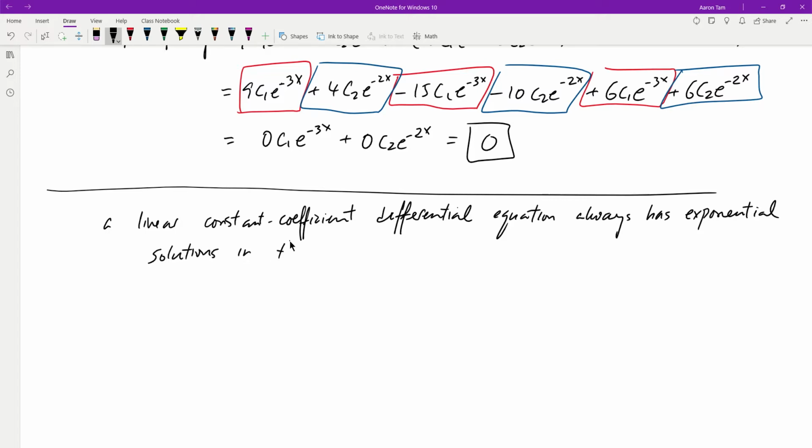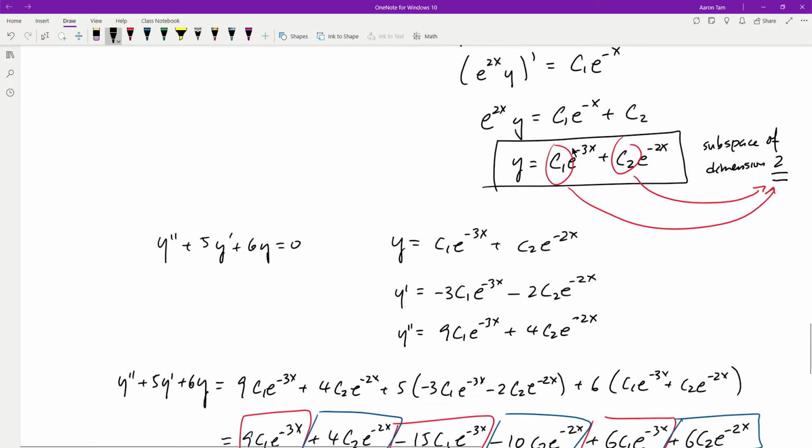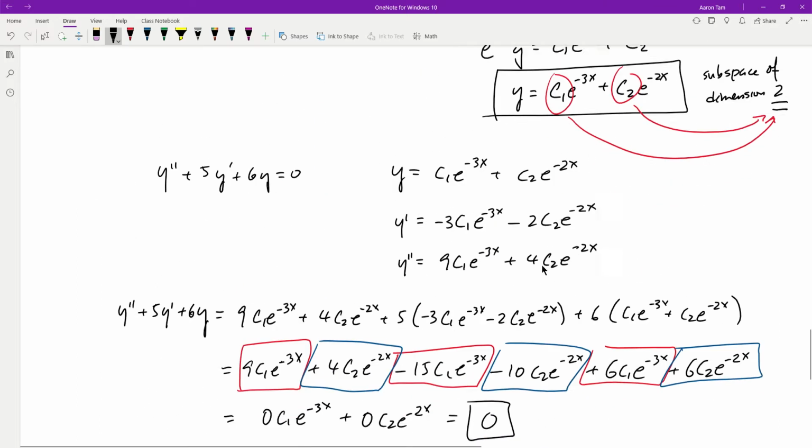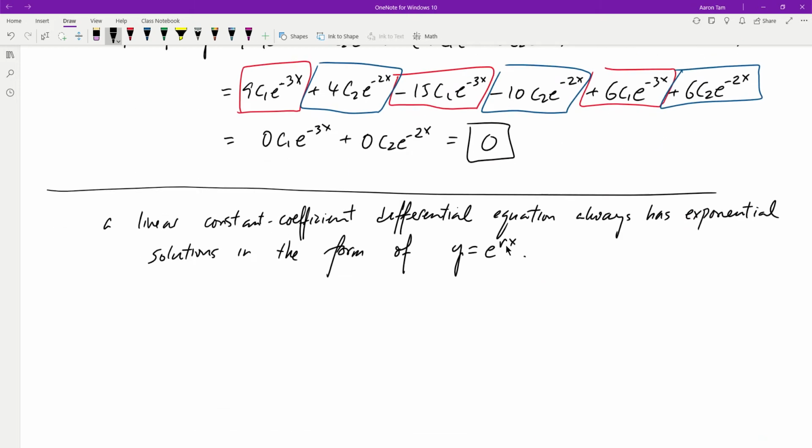In the form of y equal to e to the rx, or u equal to, or whatever independent variable you use. So therefore, we can take advantage of that and try to come up with the solution. Notice that if you think about it, our solutions are definitely in this form: e to the negative 3x and e to the negative 2x, where we mean r is negative 3 and negative 2.